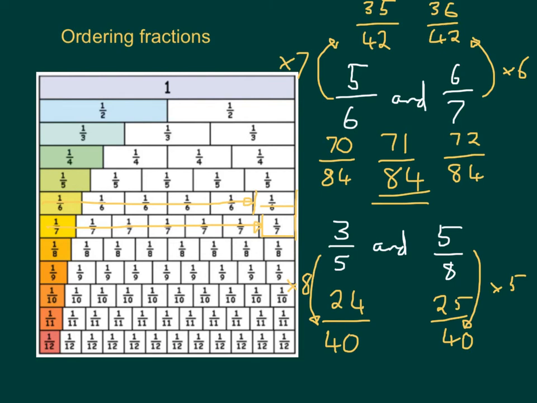Now, if I'm trying to work out a fraction in between, again, I know that 24 out of 40 is the same as 48 out of 80. 25 out of 40 is the same as 50 out of 80, so halfway in between must be 49 out of 80. Again, well done to anyone who's got there.